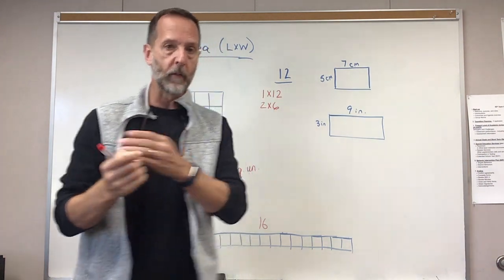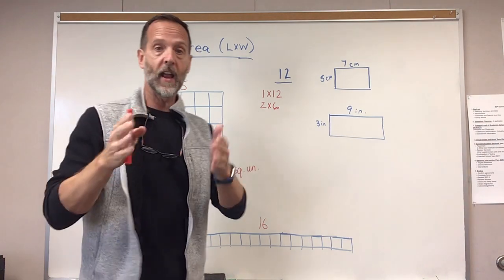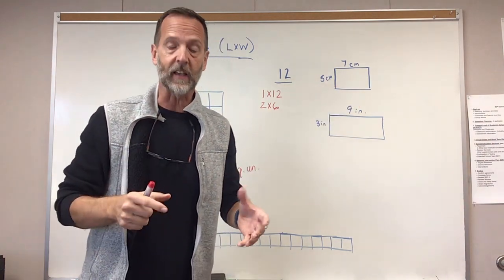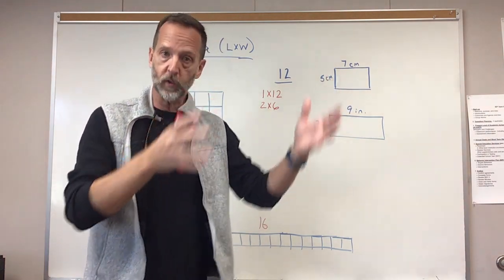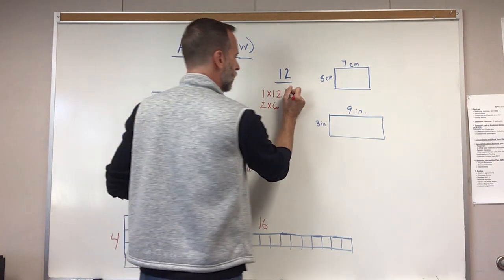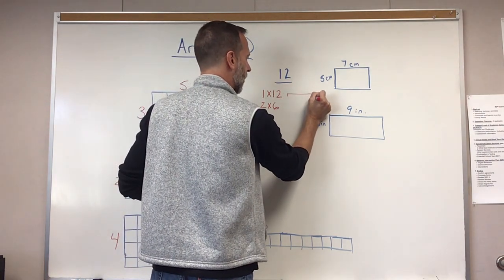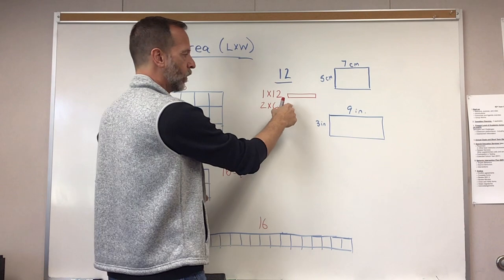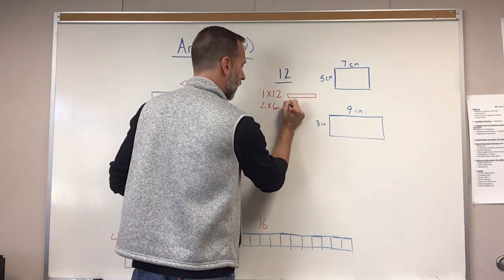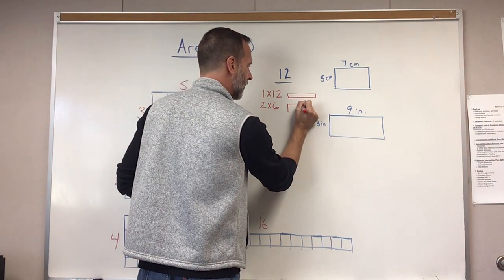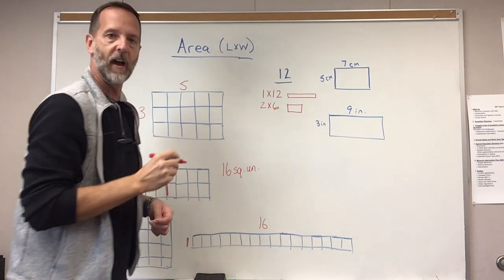I could do how many rows? 2, and how many would have to be in each row? 6. 2 rows of 6 would also give me 12. So this one would look like 1 long row, right? This one would be a little wider and half the length of that. It'd be 2 rows of that, right?